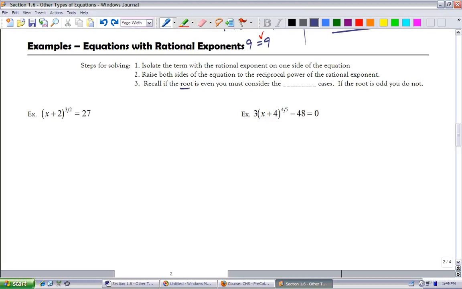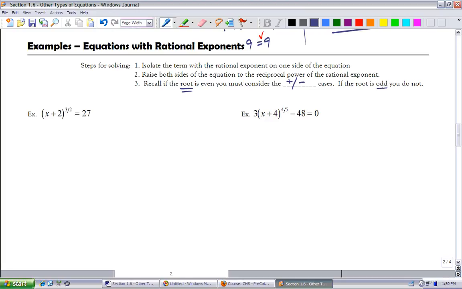The one thing that you do have to remember here is that when you are taking both sides to the rational exponent power, the denominator will represent a root, and if that root is even, you have to consider a plus and minus case. If the root's odd, you do not.